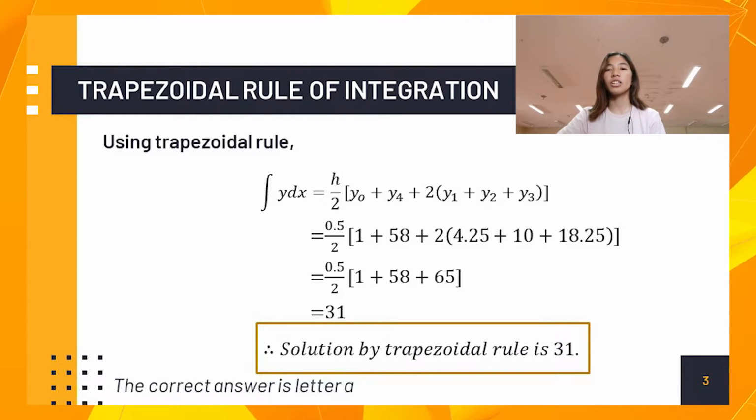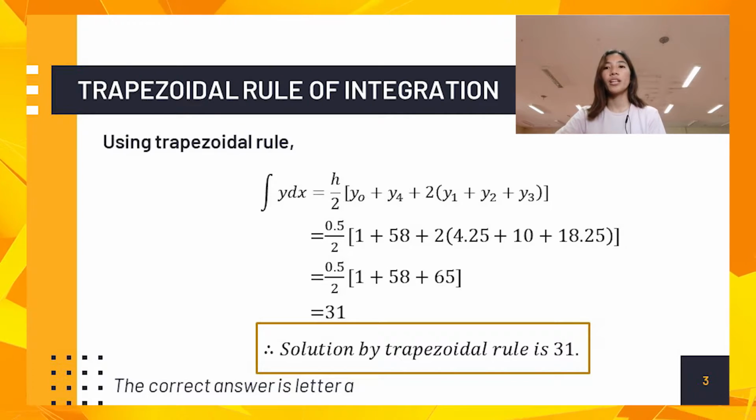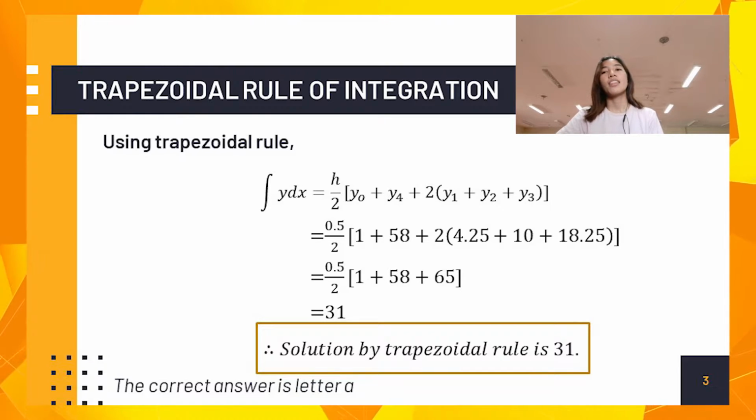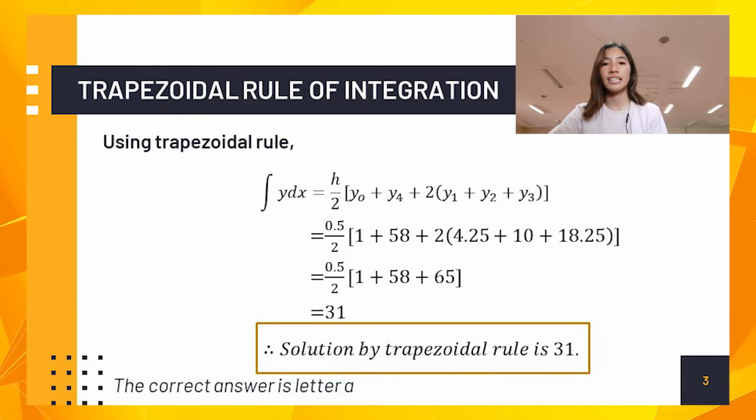Substituting the corresponding values, we obtain 31 as the solution for the equation 5x squared minus 6x plus 2 by trapezoidal rule. Thus, the correct answer is letter C.